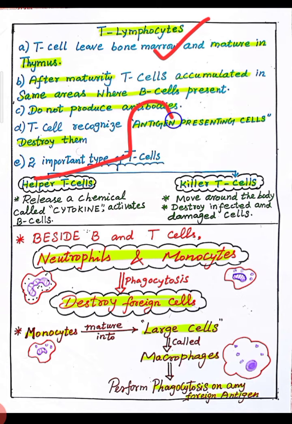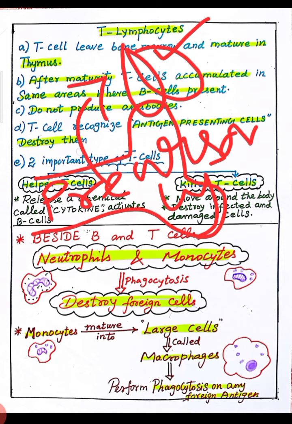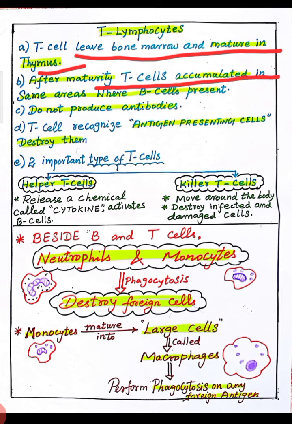As we studied earlier, precursor lymphocytes leave the bone marrow, reach the thymus gland, and then become T cells. Yes, T cells leave the bone marrow and mature in the thymus. After maturity, T cells accumulate in the same area where the B cells are present.